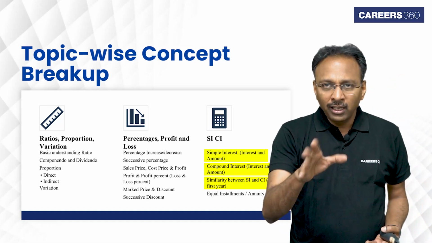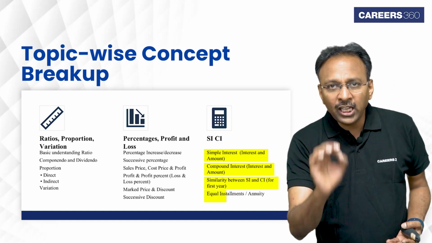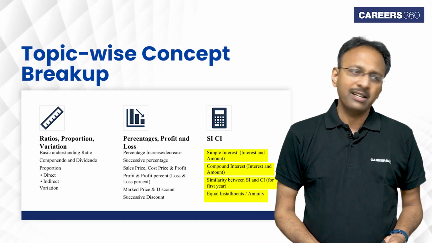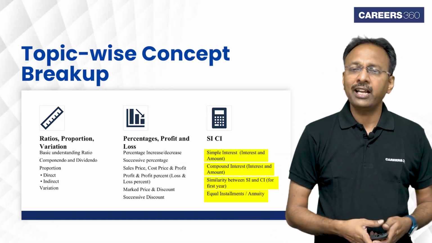I have also written, as you can see on screen, equity or annuity or equal installments, but that has never really come in the CAT exam. Maybe a very, very long way back it might have.